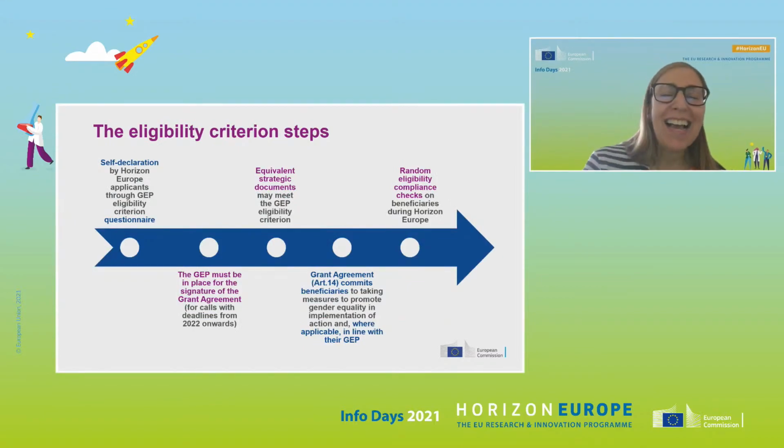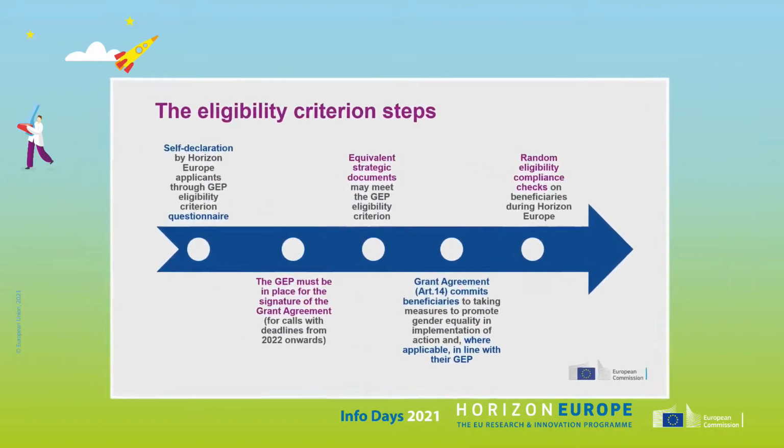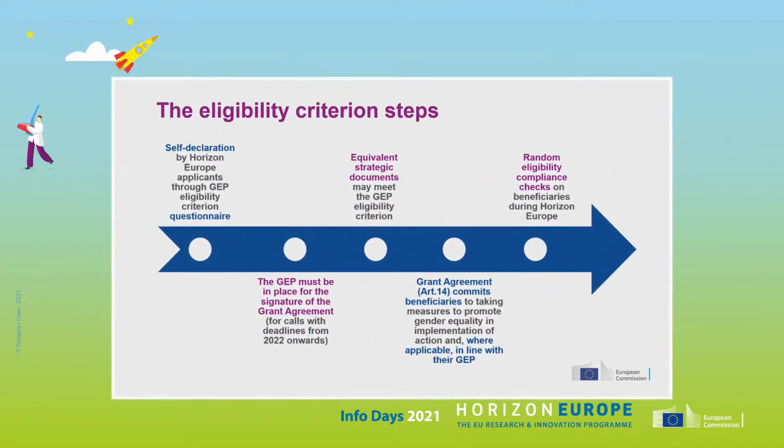Thank you. And so a few things that you need to keep in mind with this eligibility criterion. It's a self-declaration. You don't upload your document, you just fill in the questionnaire at proposal stage. But you really need to have the gender equality plan in place at the grant agreement preparation stage. There's a tolerance between the proposal stage and the grant agreement preparation if your proposal is selected.